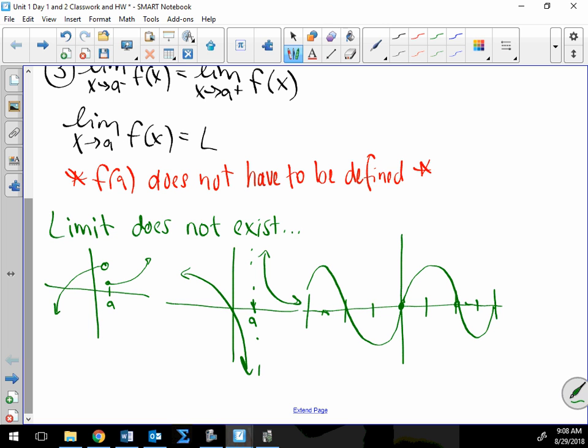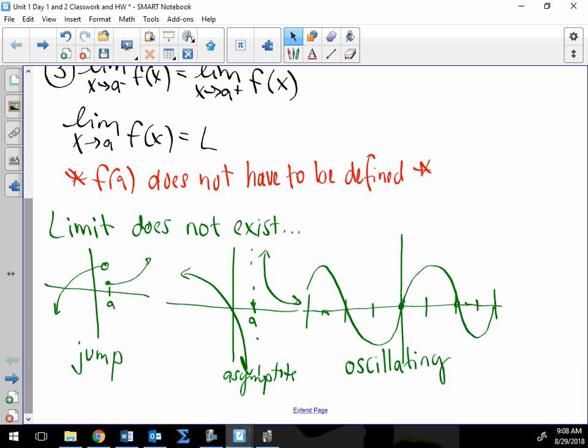We don't always have graphs. Sometimes graphs are given to us. Sometimes we look at it just how it's written. So I'm just going to call this jump. Asymptote. And oscillate. Now, sometimes we're presented with limits on a graph, sometimes numerically, like in a table. And with the table, we're just looking to see what it's trending toward, what the numbers are going for.